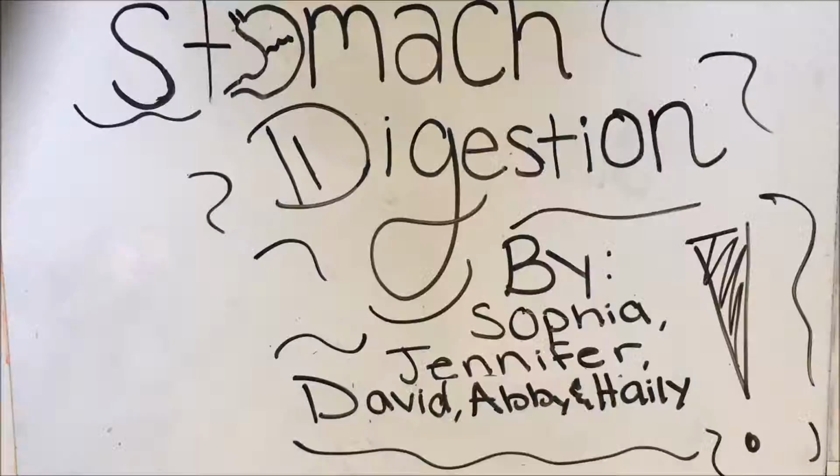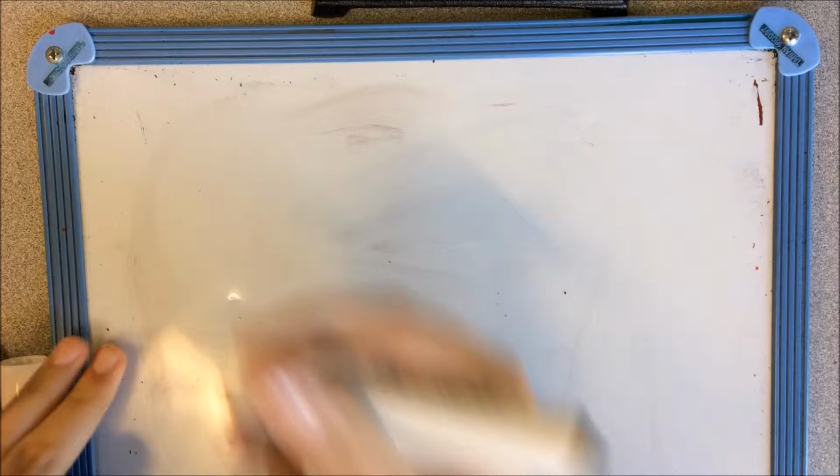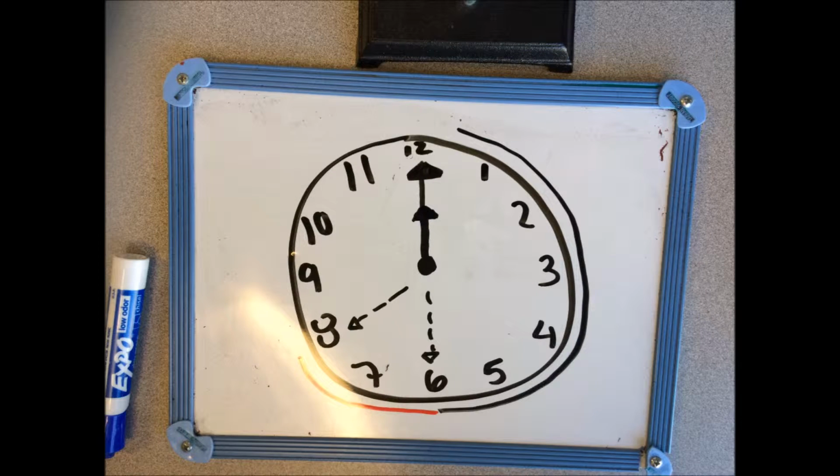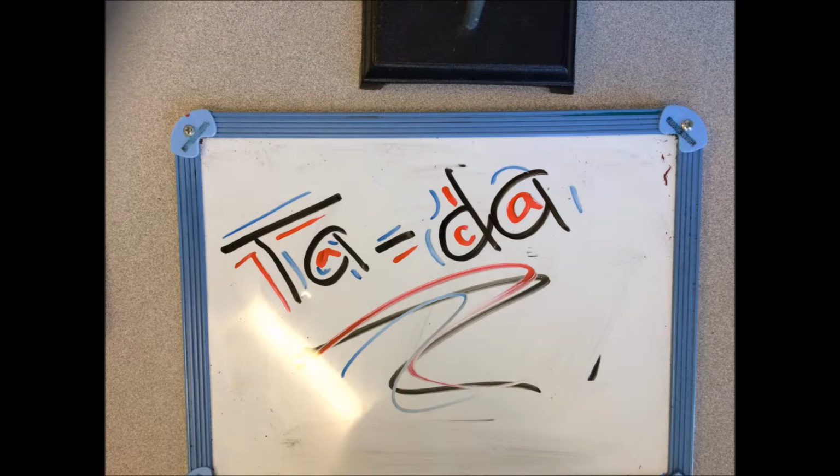Some fun facts: did you know that mucus cells in the stomach replace themselves every 3 to 5 days, and protein is absorbed into the stomach? Digestion in the stomach takes about 6 to 8 hours total. The food passes through the pyloric sphincter into the small intestine for final preparation for absorption.